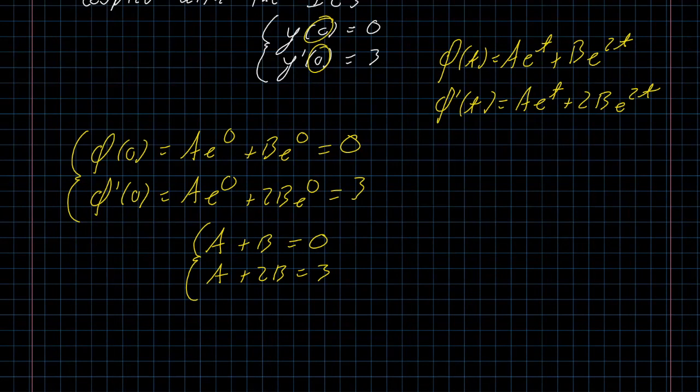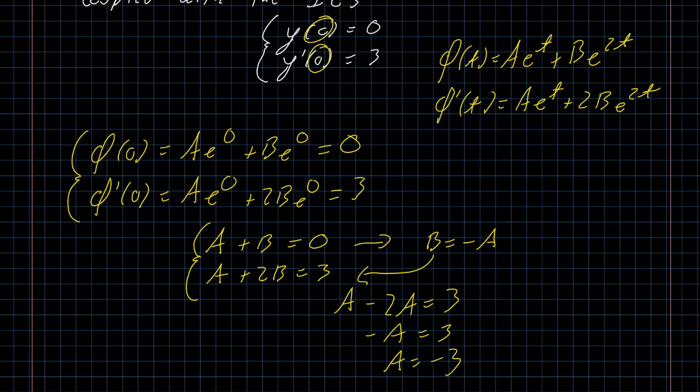And given a system of two equations and two unknowns, we should be able to solve it without too much issue. In this particular case, we can very quickly see that b is equal to the opposite of a. And so take that and plug it into the second equation gives me that a minus 2a is equal to 3, which means that minus a is equal to 3, which means that a itself is equal to negative 3. Plug that back into the equation that we had over here. b is minus a, but a is now negative 3, means that b is positive 3.